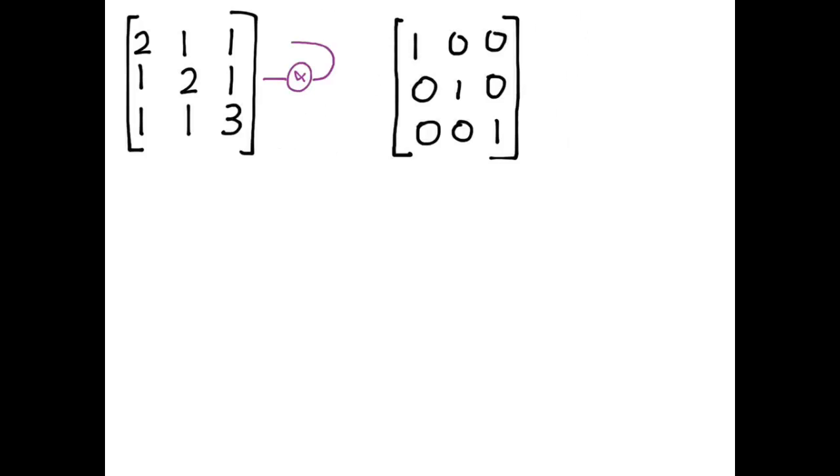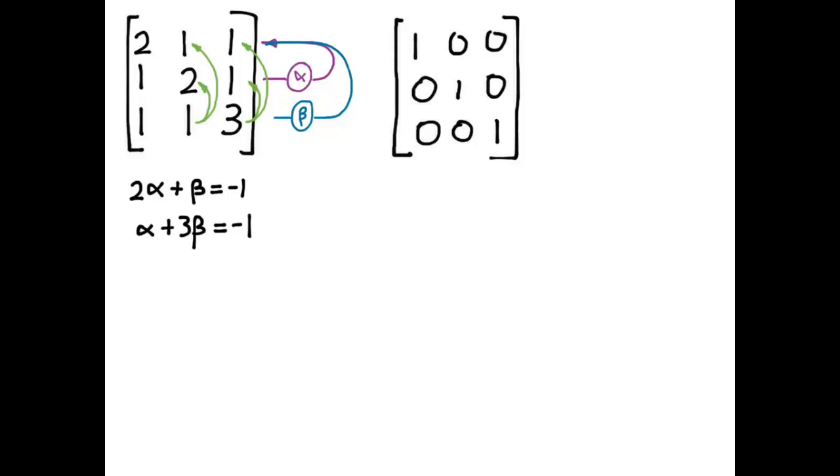Let's say I want to add alpha of the second row plus beta of the third row to the first row in order to eliminate the y and the z coefficients. How can I figure out what alpha and beta are? Well, I see that I need to multiply alpha by 2 plus beta times 1, and that has to add up to negative 1. So 2 alpha plus beta equals negative 1, and then similarly, alpha plus 3 beta has to add up to negative 1.